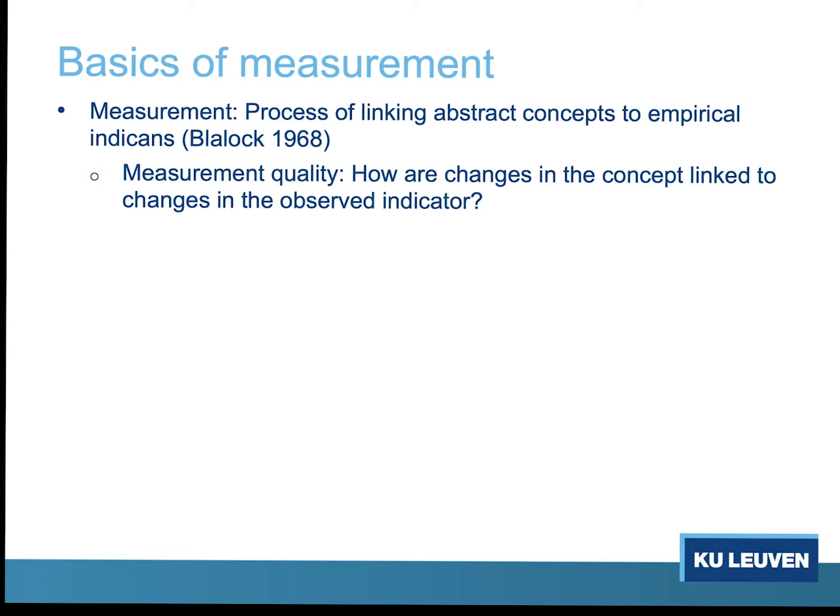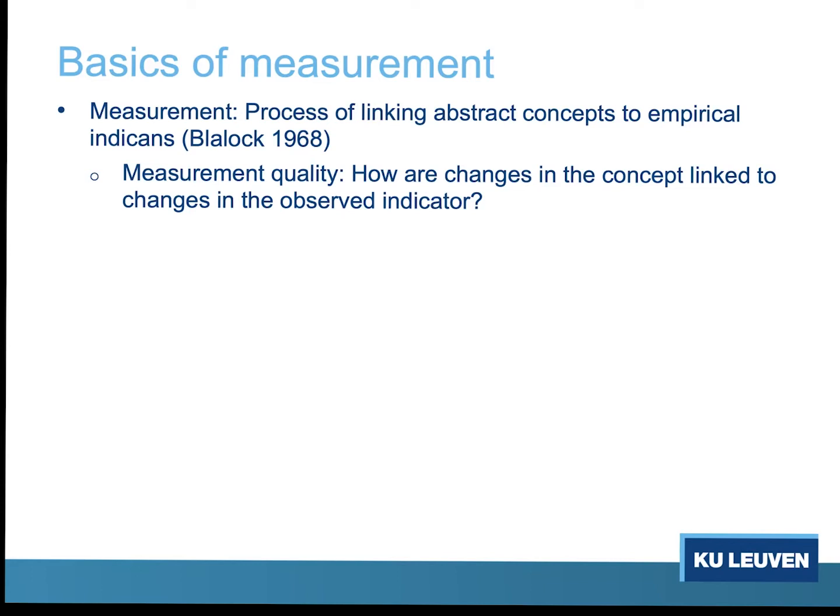So when we link an abstract concept to an indicator, it's a very big step. A lot of things can go wrong. And so we need to be really careful and think about measurement quality. And how can you define measurement quality in a very generic way? You could say, well, what we want to have is if there is a change in the theoretical concept, it should be reflected by changes in the observed indicator as well. The observed indicator needs to respond to changes in the theoretical concept and only to changes in this theoretical concept.